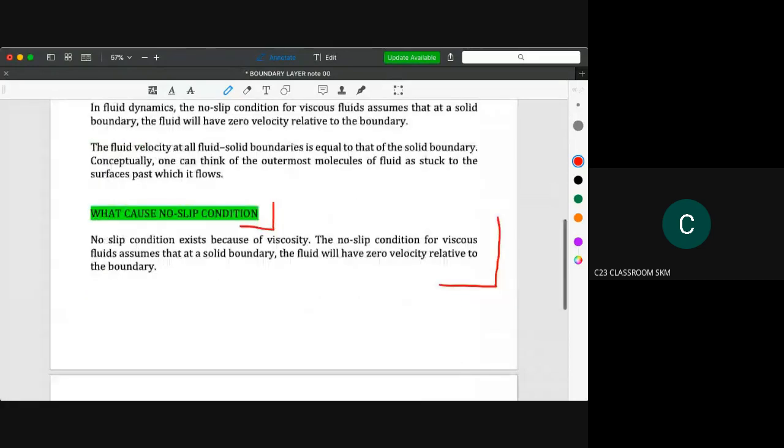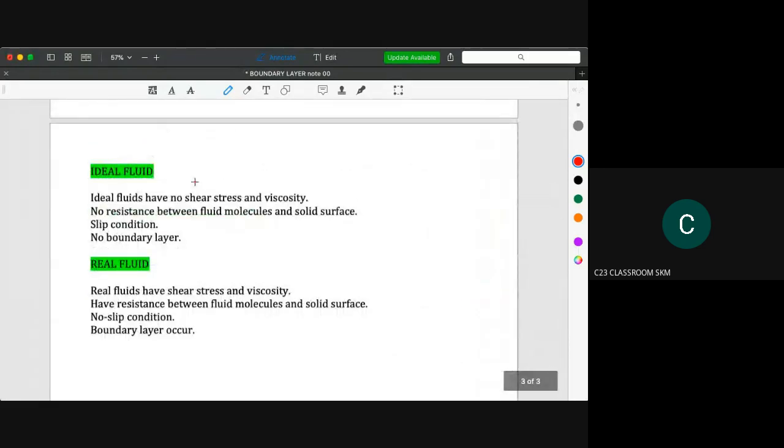Another thing that you should know is the difference between the ideal fluid and the real fluid. The ideal fluid is what you learned in ideal flow. The ideal fluid has no shear stress and no viscosity, meaning the effects of shear stress and viscosity do not appear in an ideal fluid. That's why in ideal flow, you found that the streamline is very smooth when it flows around an aerofoil or around a circular shape.